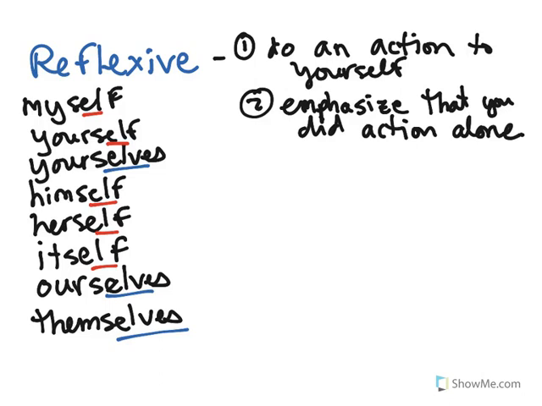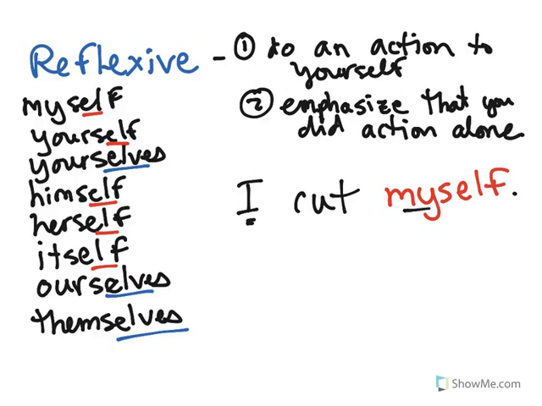Okay. So a couple of examples here. I'll do one for the first way that we use reflexive pronouns, which is when I do the action to myself. So let's say that I'm making dinner and I'm chopping vegetables and the knife slips, and then, uh-oh, I cut myself, right? I cut myself. So here, I'm doing the action, and I'm doing the action to me. So I use a reflexive pronoun.